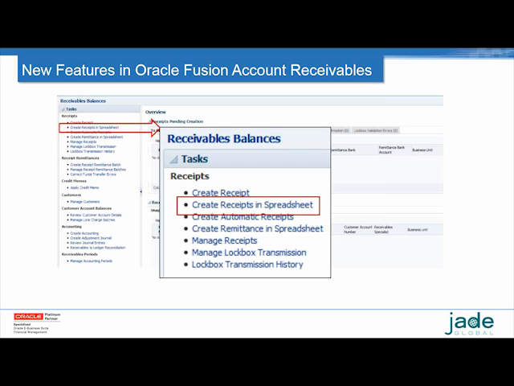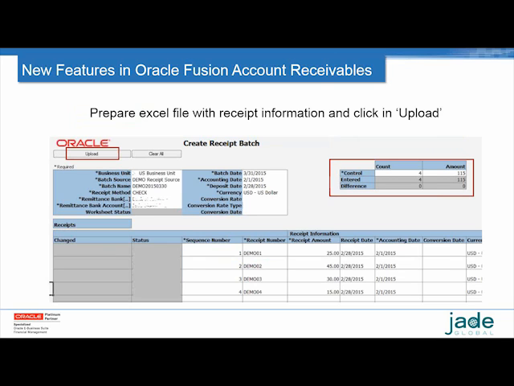If you log into Fusion Receivables, on the left-hand side you'll see the receipt task, where you'll see create receipts in spreadsheet. Once you click on it, it will open up this template with all the columns. You can enter your receipt information based on the column definitions. And of course, before this Excel opens up, the system will ask you to log in with your user ID and password just for security purposes.